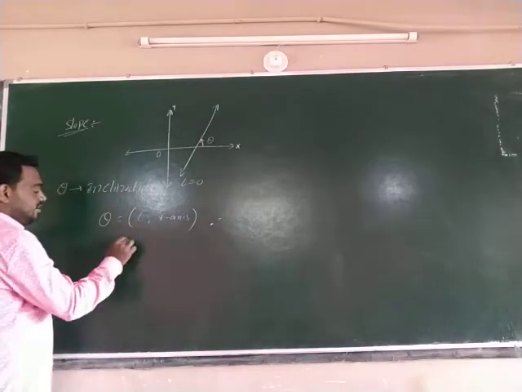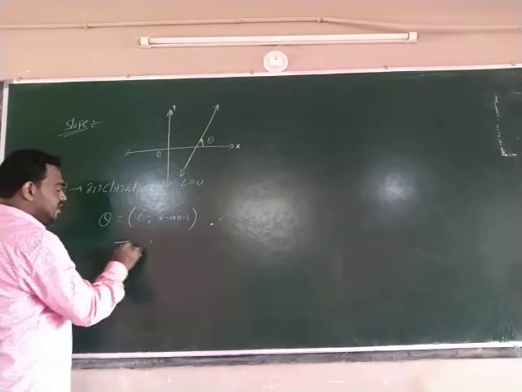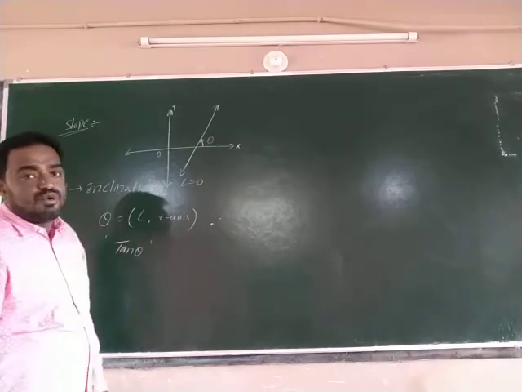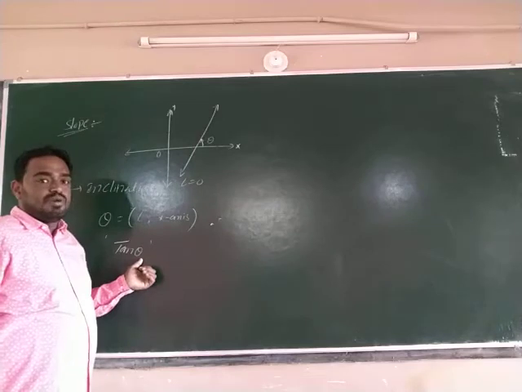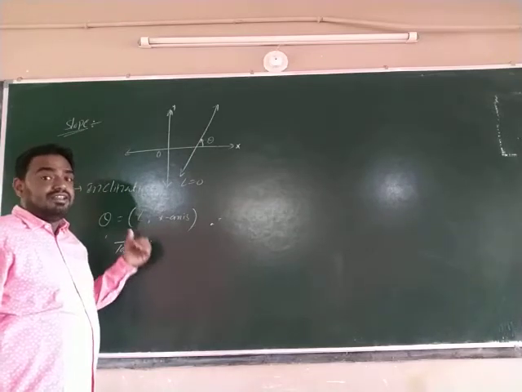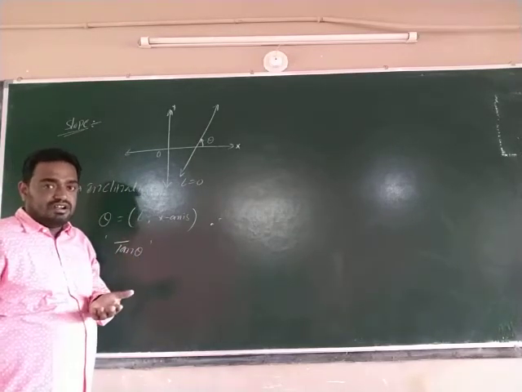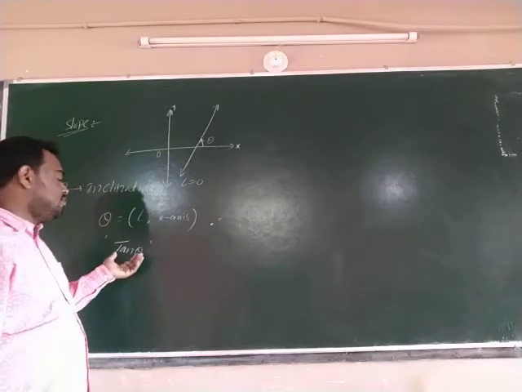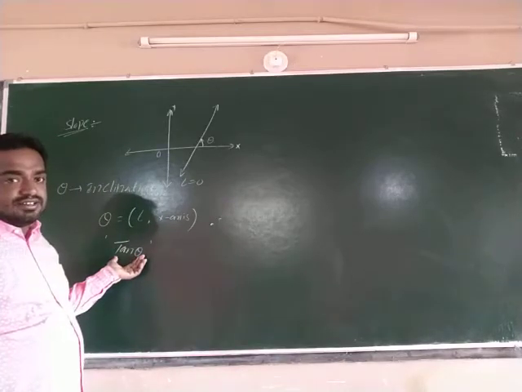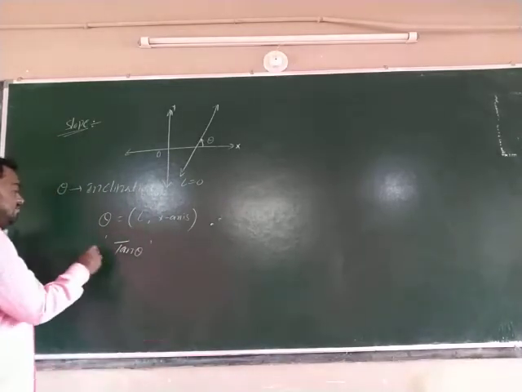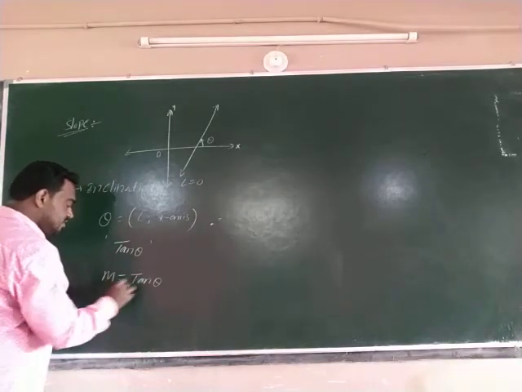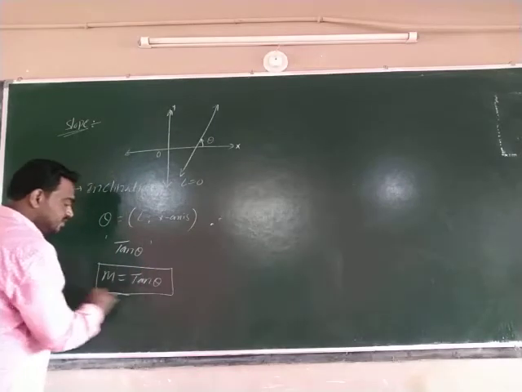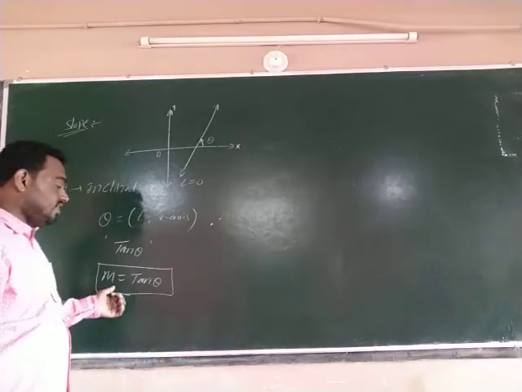And the tan theta value is called the slope of the line. Tan theta value is called what? The slope of the line. And what is theta? Inclination. Slope we generally denote as m. So m is equal to tan theta. This is the definition of the slope.